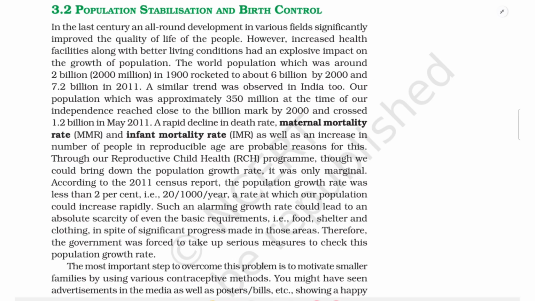that is, 20/1000/year, a rate at which our population could increase rapidly. Such an alarming growth rate could lead to an absolute scarcity of even the basic requirements, that is, food, shelter, and clothing, in spite of significant progress made in those areas. Therefore, the government was forced to take up serious measures to check this population growth rate.